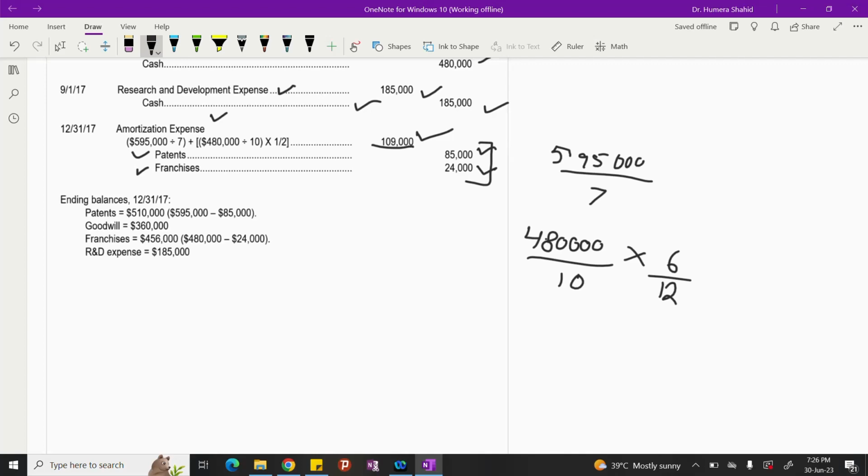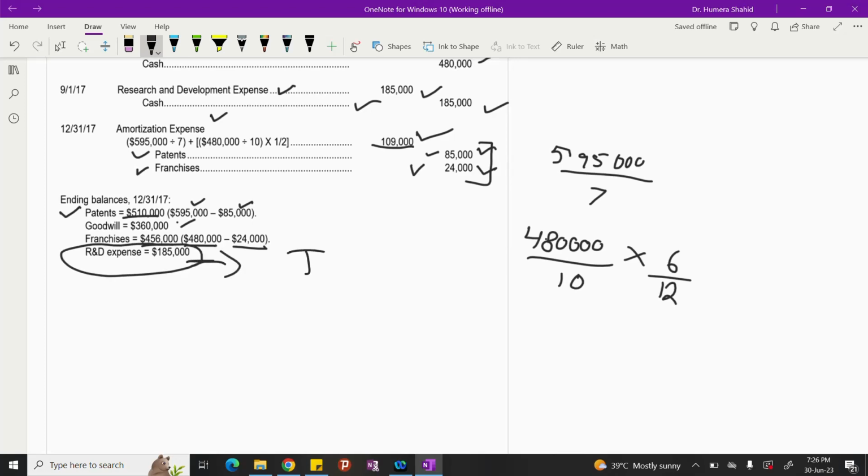In part B, they also want us to tell the ending balances. So patent will be 510,000. Why? Because cost minus the amortization, which we already did. Patent has been reduced because of 85,000. Goodwill stays the same. Franchise is 456,000. 480,000 is the cost. 24,000 we have reduced because of amortization. So remaining is 456,000.